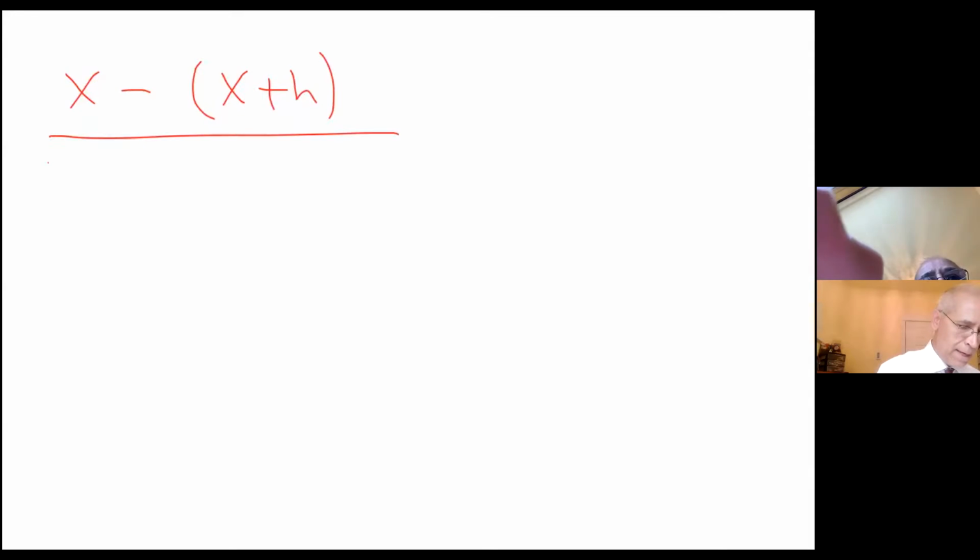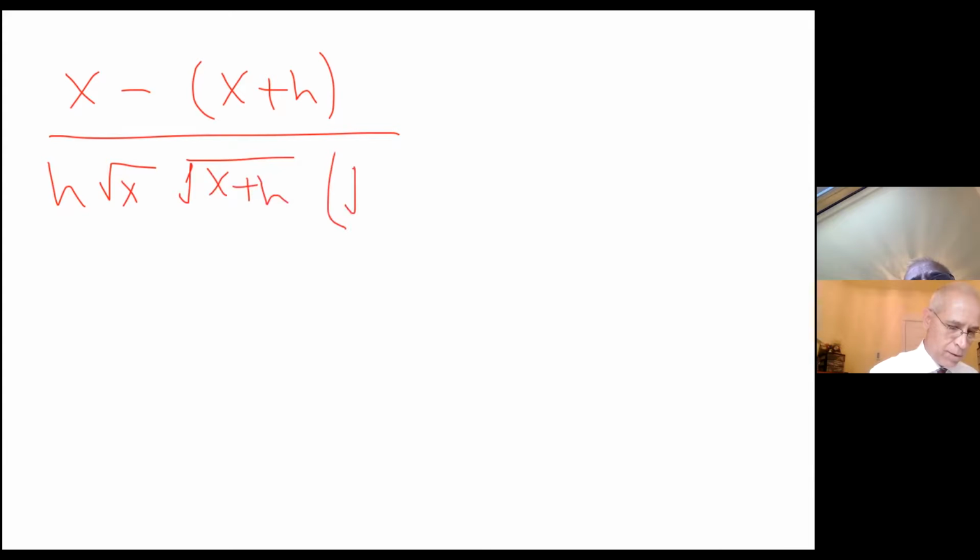Root x times root x is just x. Root x times square root of x plus h minus square root of x plus h times root x, they cancel each other. So I'm left with x minus (x plus h) over h times root x times square root of x plus h times root x plus square root of x plus h.